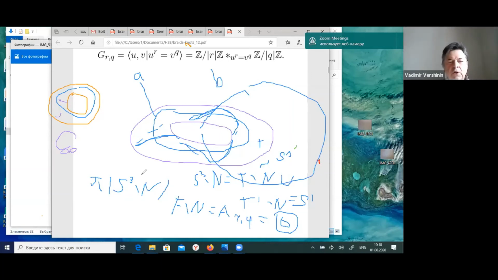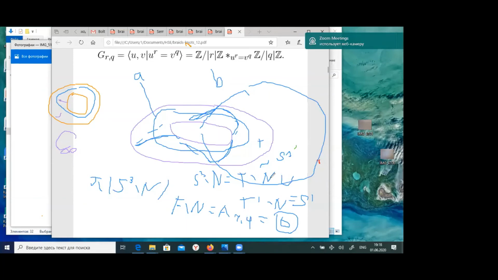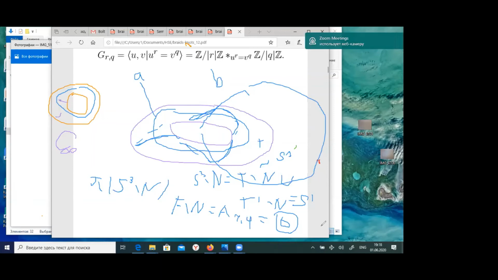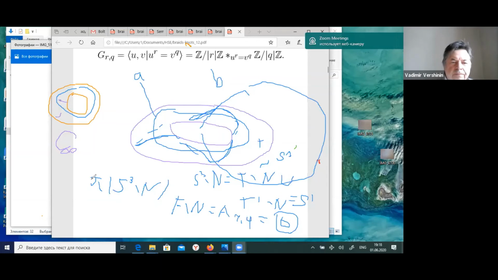And now you need to understand that this generator, when it is mapped to the... no, better to say like this. So let us consider our annulus. This is a circle, and it has its own generator. We denote it, say, by C.